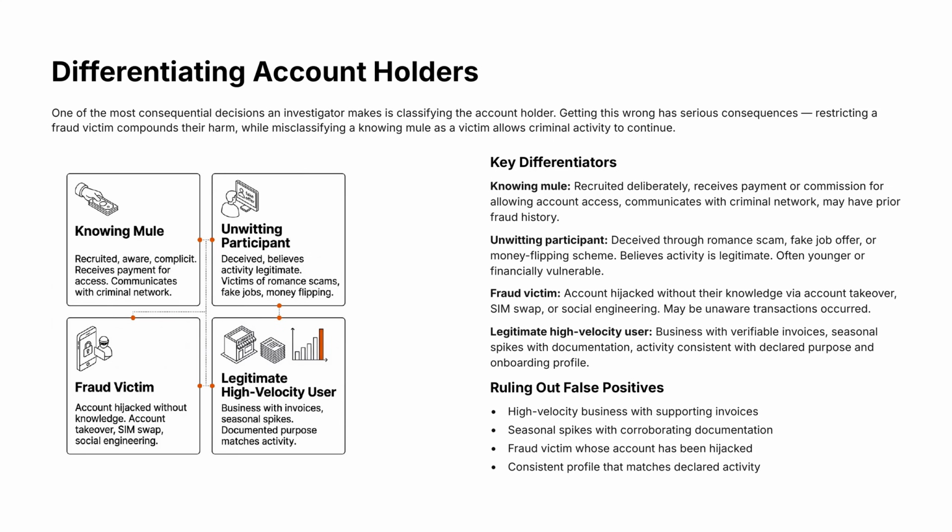One of the most consequential decisions you will make is classifying the account holder. Getting this wrong has serious consequences. Restricting a fraud victim compounds their harm, while misclassifying a knowing mule as a victim allows criminal activity to continue. A knowing mule is recruited deliberately. They receive payment or commission for allowing account access and may communicate with the criminal network.